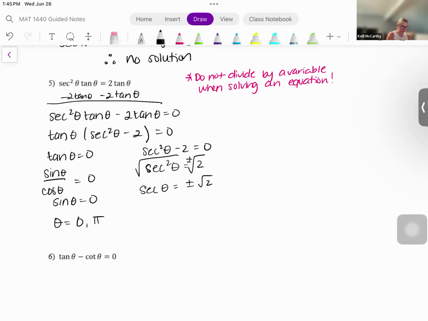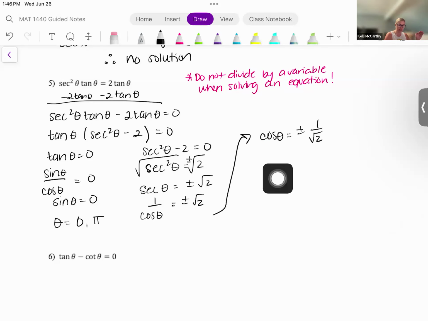Secant theta, using our reciprocal identities, is 1 over cosine theta, which, let me follow through with this thought, equals plus or minus the square root of 2. If we cross multiply, what this gives us is that cosine theta is equal to plus or minus 1 over the square root of 2. We could have started that anyway by saying if secant theta equals plus or minus the square root of 2, then cosine of theta is the reciprocal of that. It just wasn't where my brain was headed in this moment.